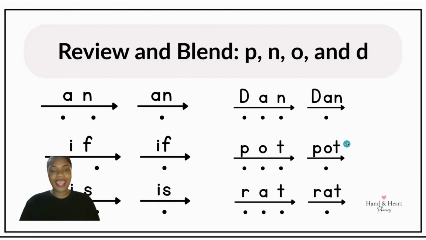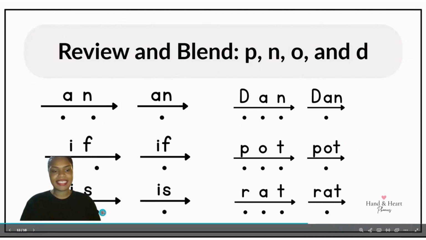Now, let's go ahead and blend all of those words that we just went over, and then we will say them the fast way. Okay? We're going to blend them straight across. Get ready. And, d, and, Dan. If, ot, pot, is, rat, rat.